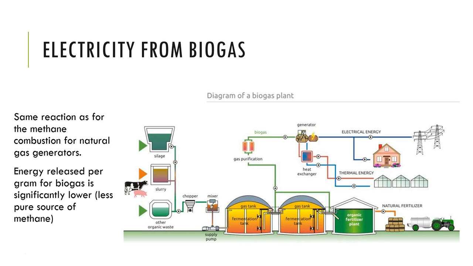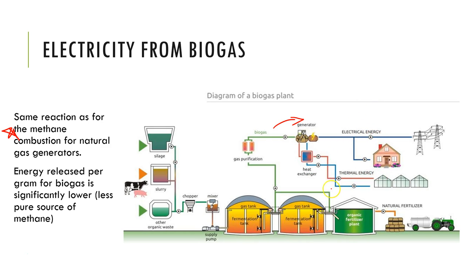Biogas can be used in a similar way. This is the same as for methane combustion in natural gas generators, but we're going to be using biogas released from biogas fermentation tanks. We've talked about this in terms of the fermentation of organic matter under anaerobic conditions, producing methane gas. In these large fermentation tanks, which are basically organic matter, manure, things like that, the gas is tapped off and passed into a generator to generate electrical energy.